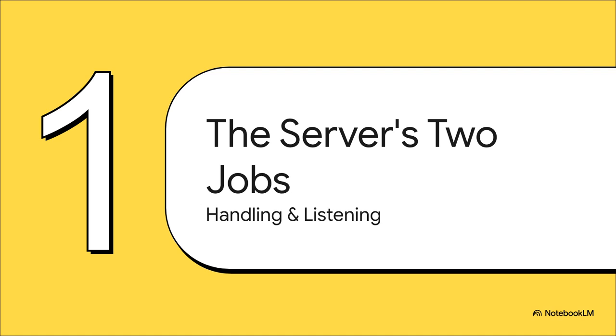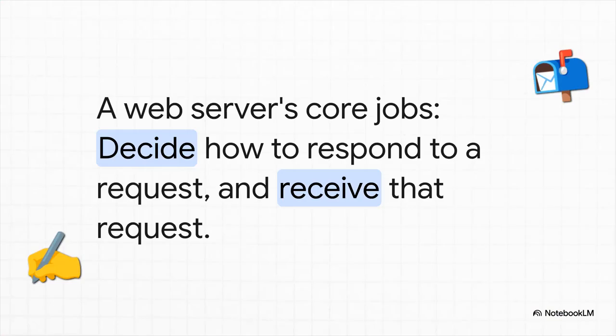Okay, so to really get how Go makes this so easy, it helps to break it down. Any web server, at its core, really only has two main jobs to do: handling requests and listening for them. Basically, a web server needs to figure out what to do with a request, and it has to be able to receive the request in the first place.